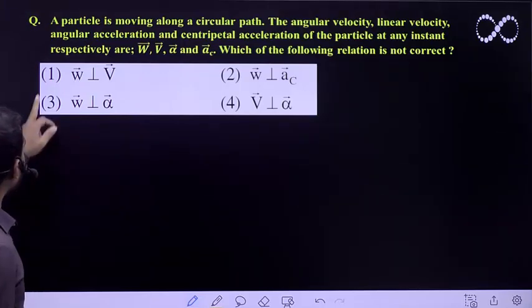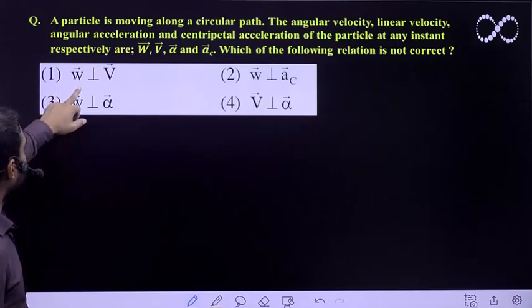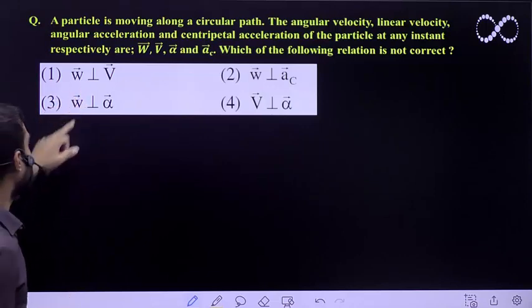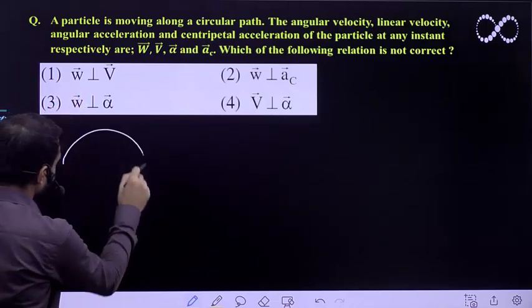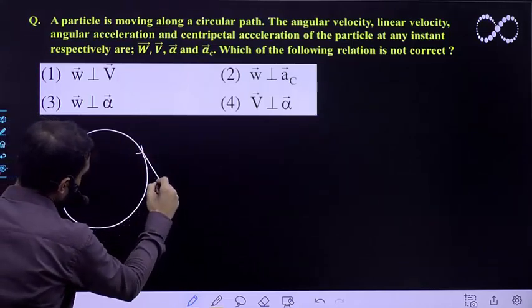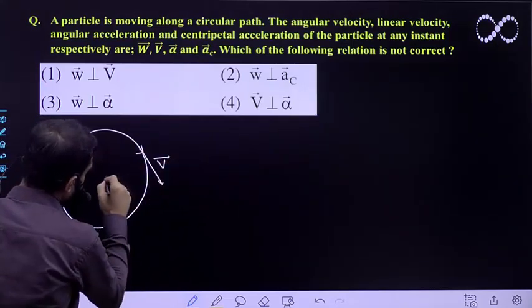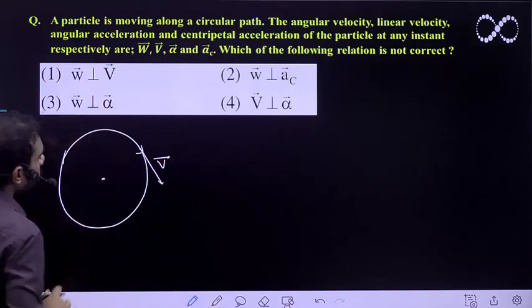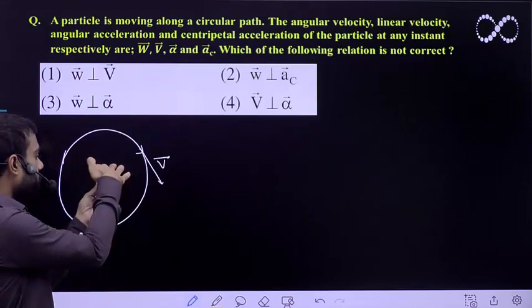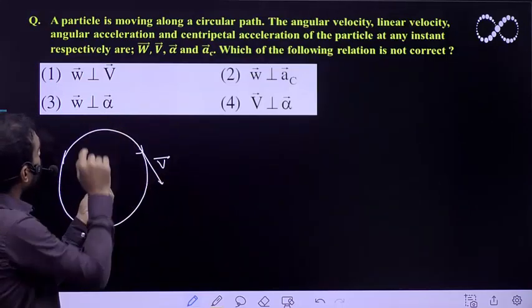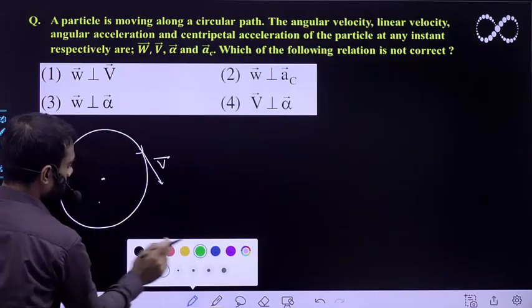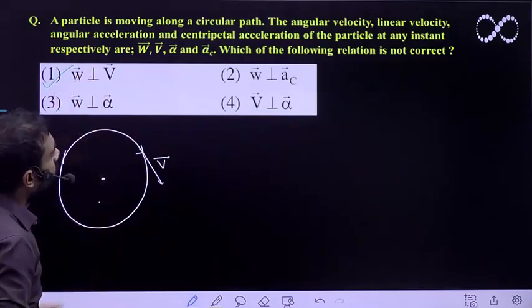So let us see. Option 1: this is the angular velocity and this is the linear velocity. Since you know the angular velocity is an axial vector, suppose the particle is rotating like this. So the velocity vector will be along this direction, and omega is the axial vector, so this will be along the axis. The axis is like this and the velocity is like this, so obviously these are perpendicular. So this is correct. I have to find which one is not correct.